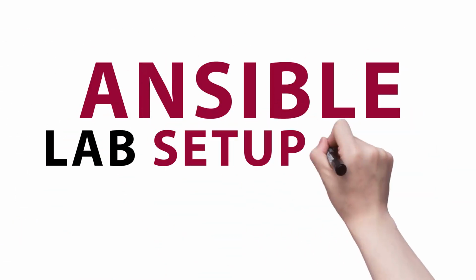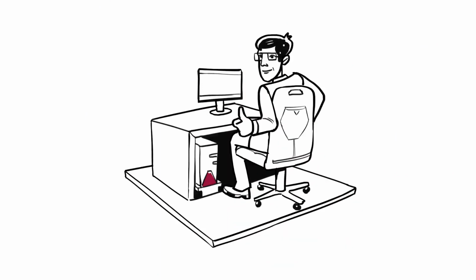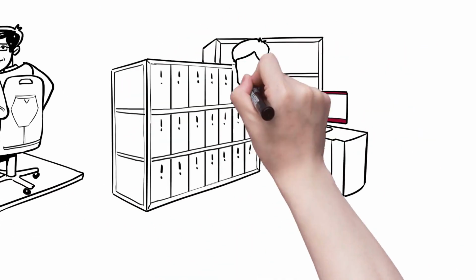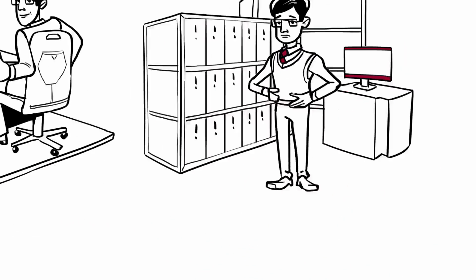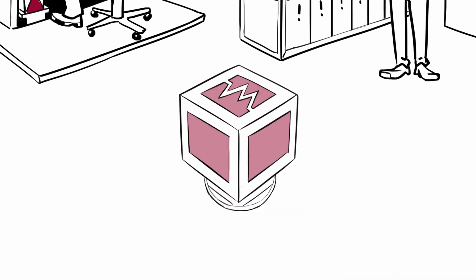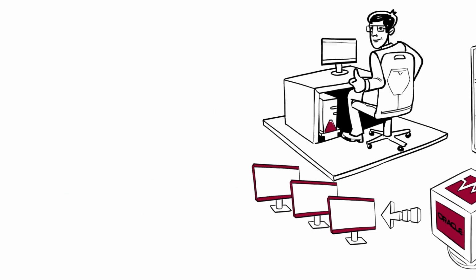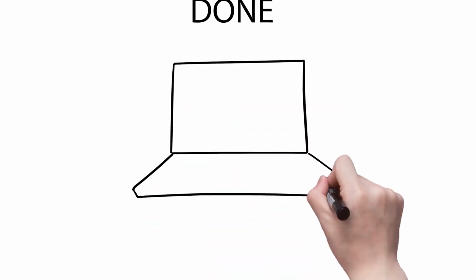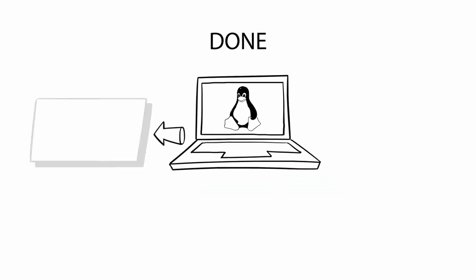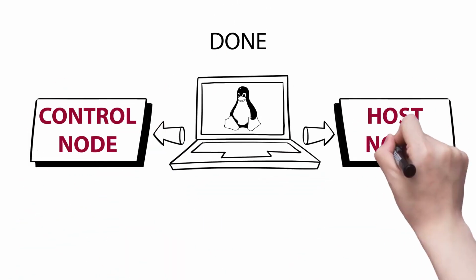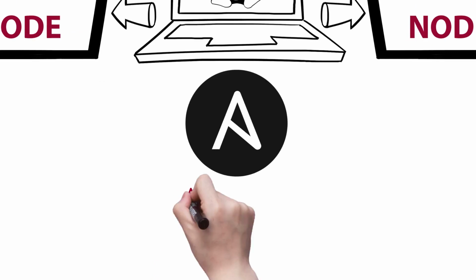Ansible, lab setup and installation. Installing Ansible is a 2-click affair. However, setting up a fully functional lab is a little tricky. First, install a virtualization tool like Oracle VirtualBox to run multiple OSes. Once done, configure managed nodes, though it is not necessary as one Linux system can work both as the control node and the host. Finally, it's time to install Ansible.